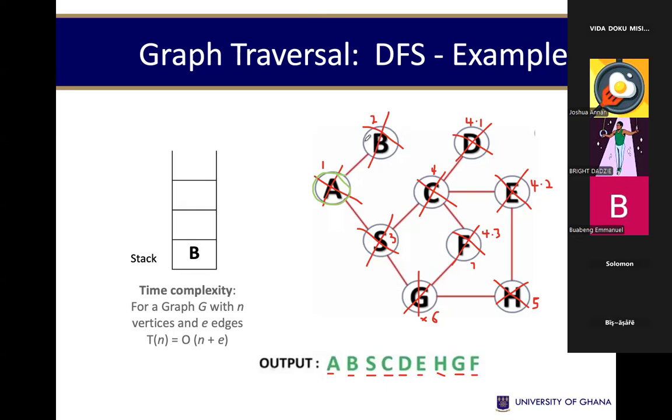Now when I'm at B, I'll never come to S until I'm fully done with B. So I check whether B has any friend. It doesn't have any friend. So A is visited, B is also visited. Because I didn't see any other friend of B, I have to come over again to the second friend of A, which is S.